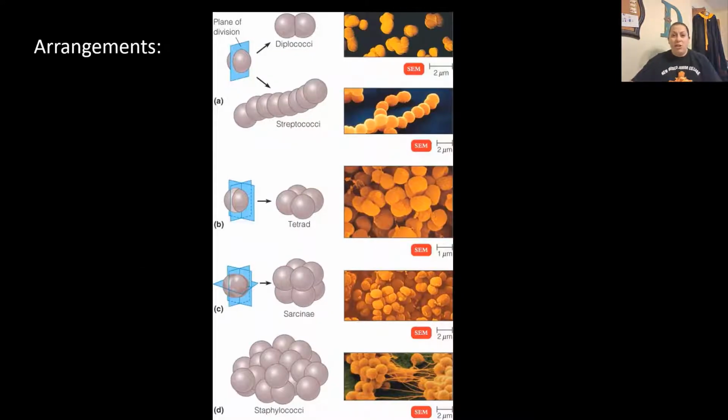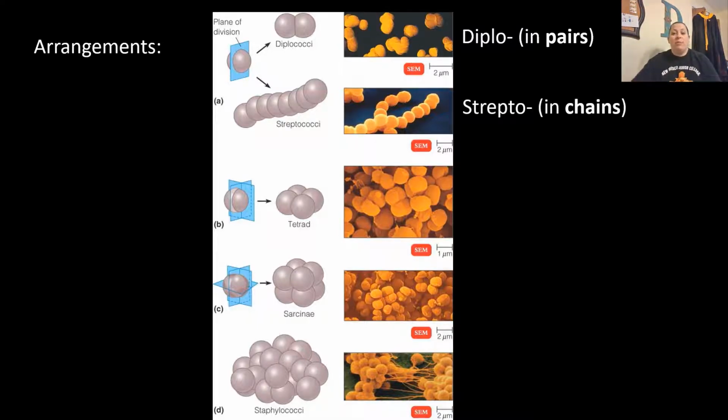Now, what about arrangement? If you look in this particular diagram, you're going to notice that these are all cocci cells. So they're going to be all round cells. So let's look at some arrangements that these cells can undergo. We see that they can have the diplo. This means they're in pairs where two of them are together. So we would call this diplococci because this tells us there's two and they are those round cells.